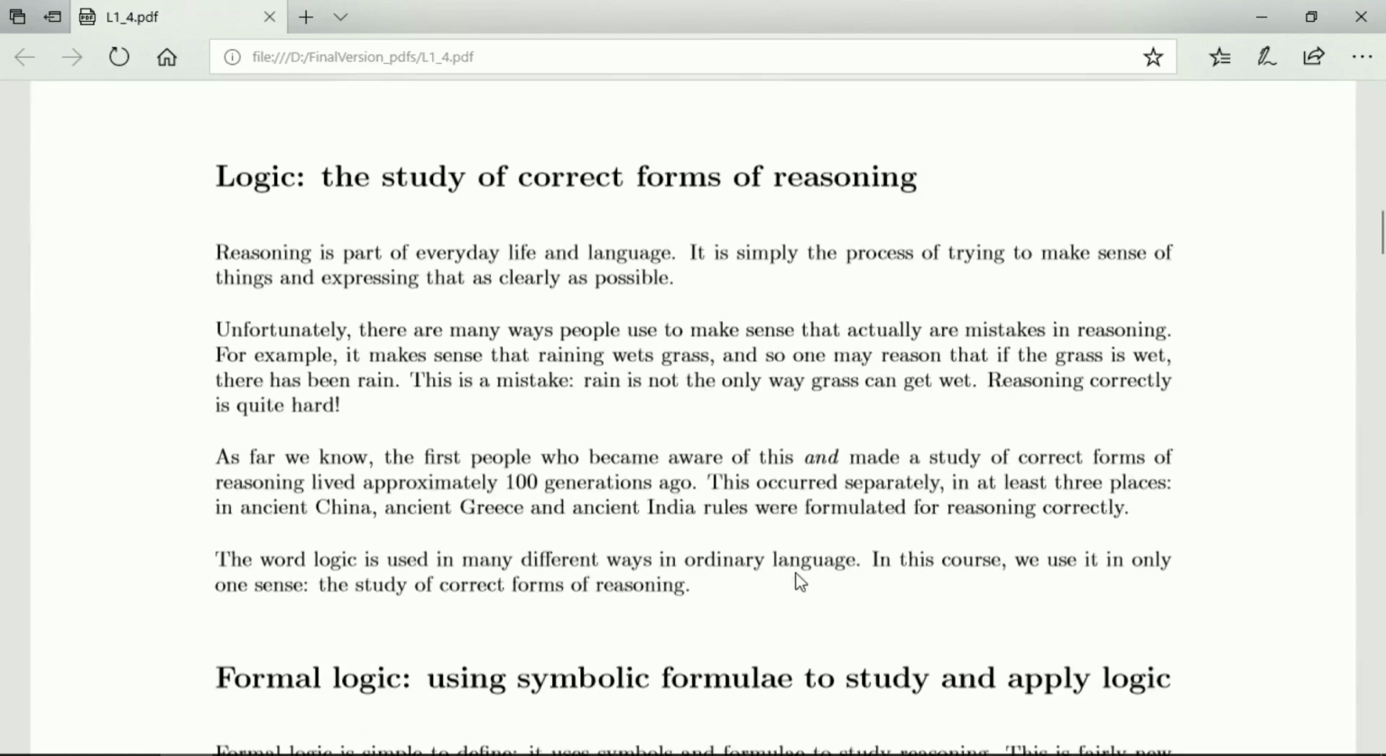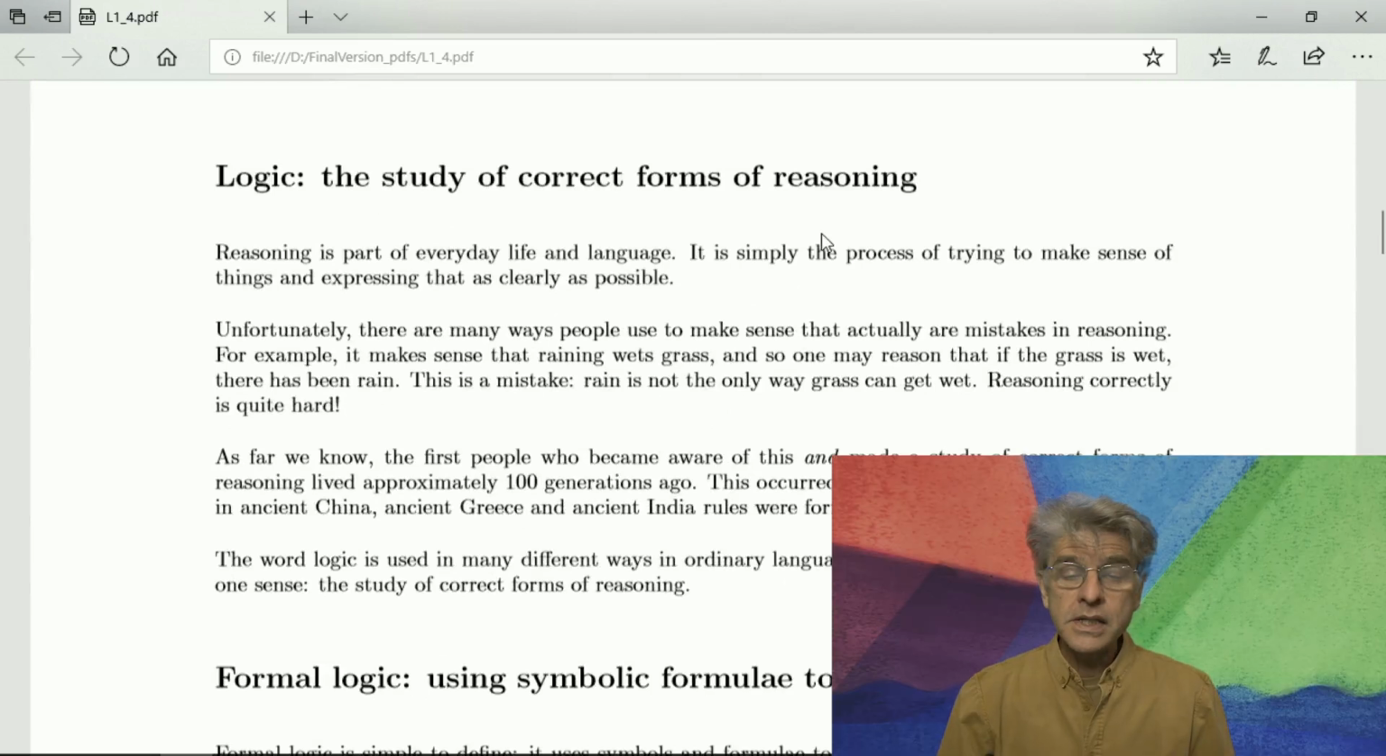Okay, so I'm going to define logic as the study of correct forms of reasoning. Reasoning itself, of course, is part of everyday life and language. It's simply the process of trying to make sense. And what, of course, is also the case is that there are very many ways to make sense, and many of them are actually mistakes in reasoning. What do I mean by that?